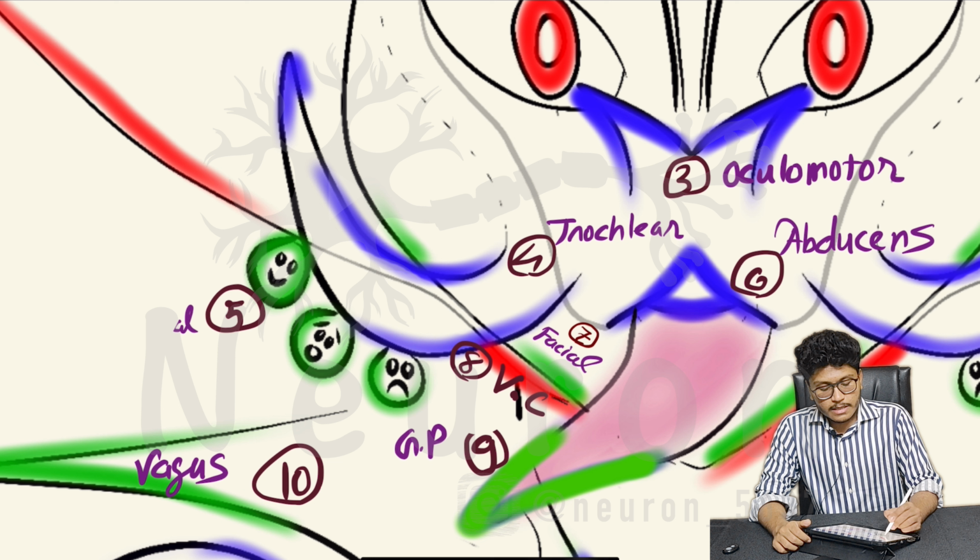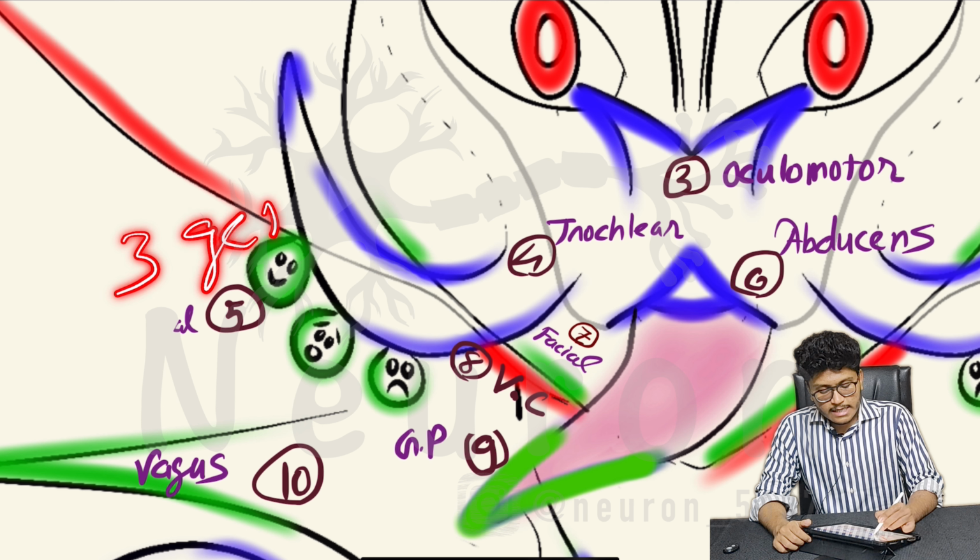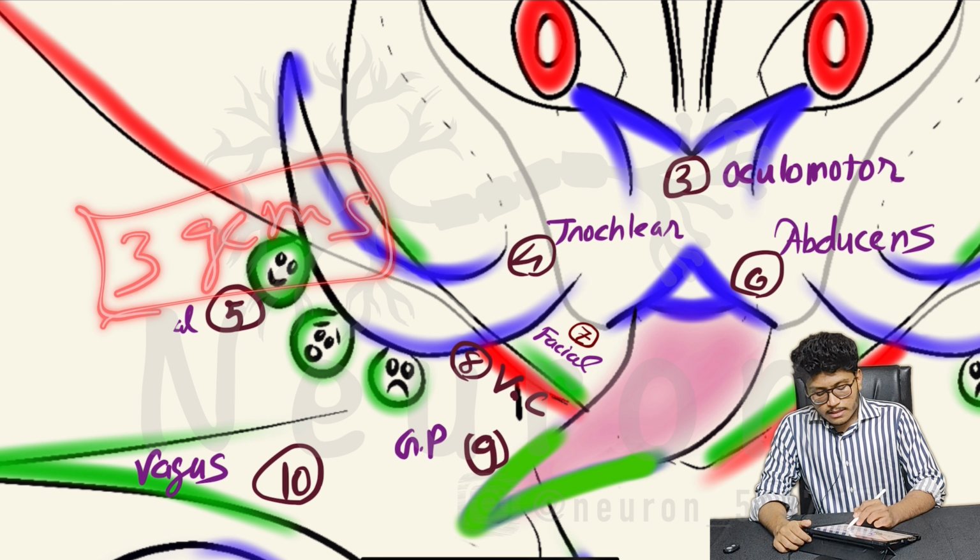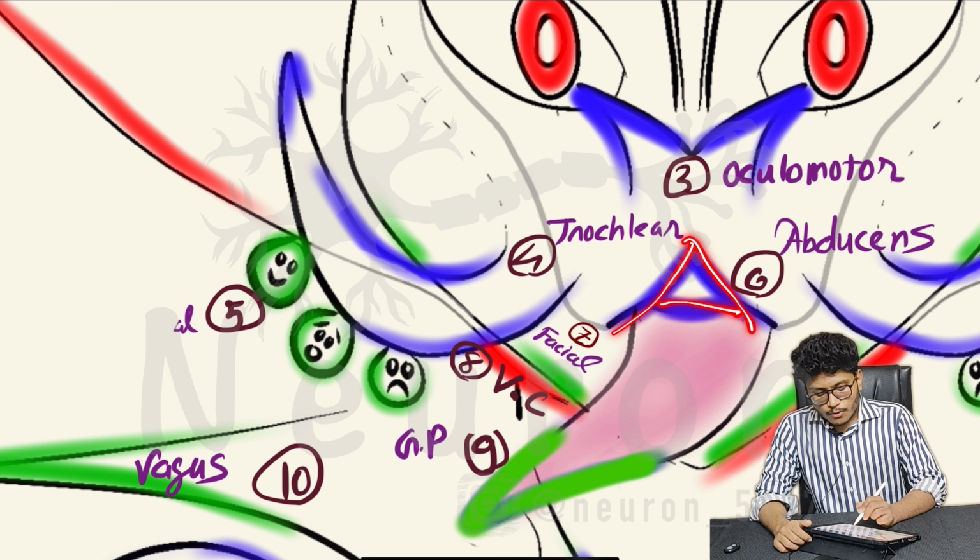So fifth nerve is the trigeminal nerve. These three gems indicate trigeminal nerve. The sixth nerve is the abducens nerve. This is a symbol of A. So from A you have to remember abducens nerve.